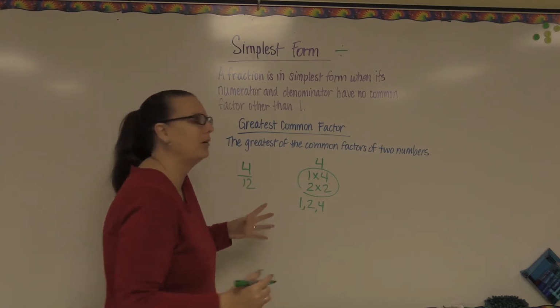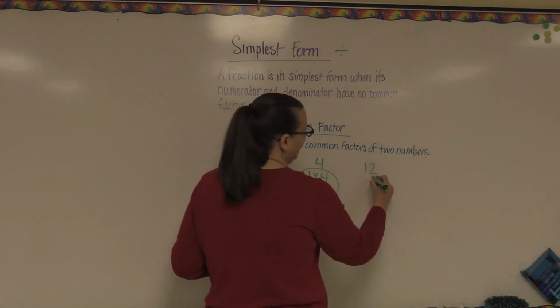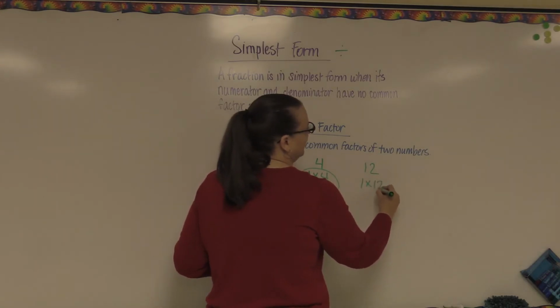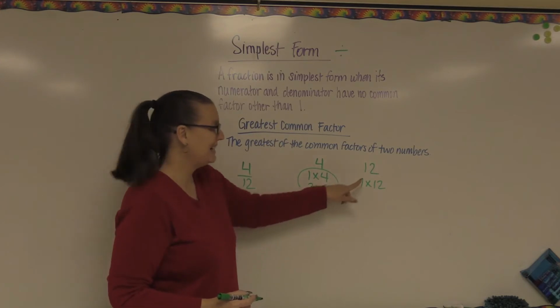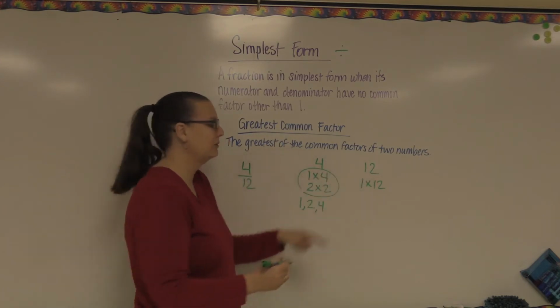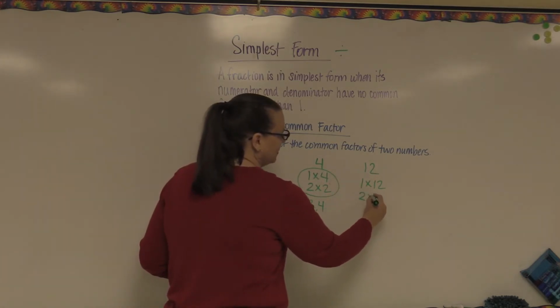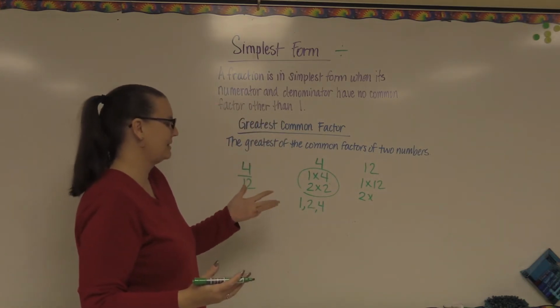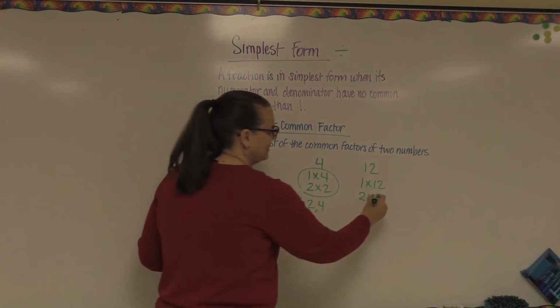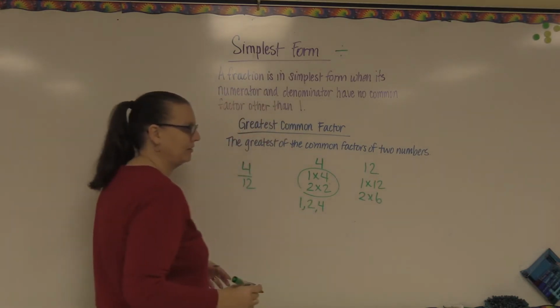Let's do the same thing for 12. So put 12 over here, and we're going to list the factors for 12. Well, 1 times 12 is the easy one. How about 2? It's an even number because it ends in a 2, so we know that it can be 2 times something. You can count by 2's. 2, 4, 6, 8, 10, 12. That means there are 6 2's in 12.